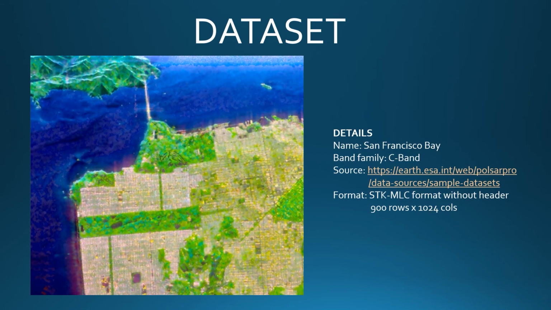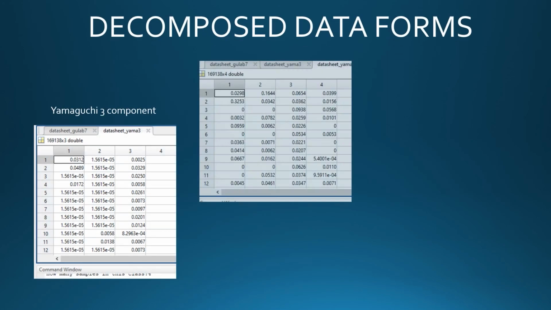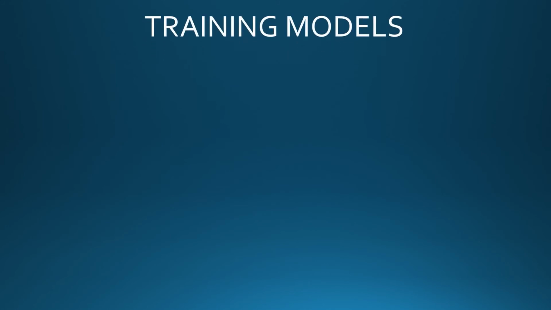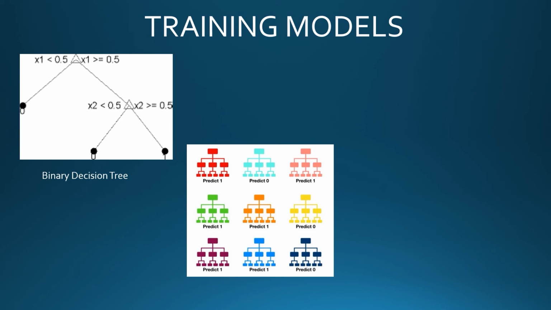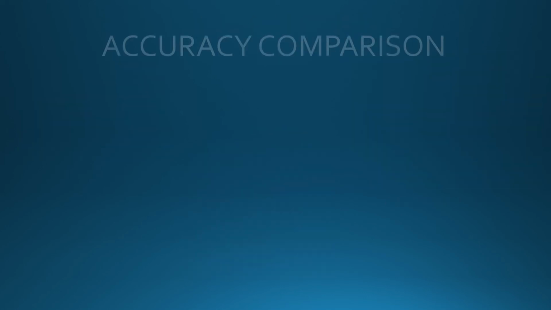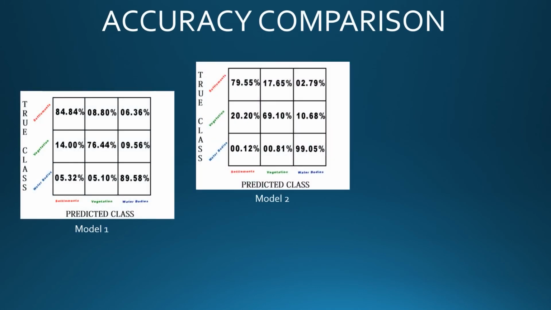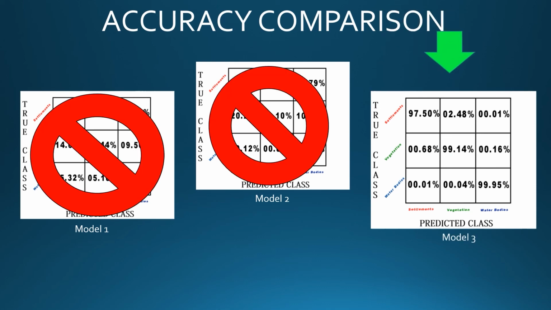In order to create the decision support system, we were in need of a classifier. As a result, we worked with different data forms of the dataset available at hand, combined with various training models such as binary decision trees, random forest, and artificial neural network in order to obtain a highly accurate classifier. Comparing the obtained models, the model with the highest accuracy was then picked.